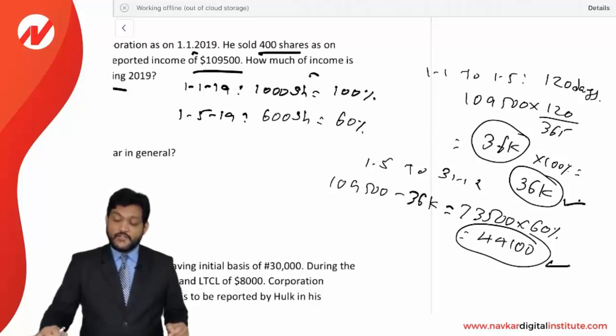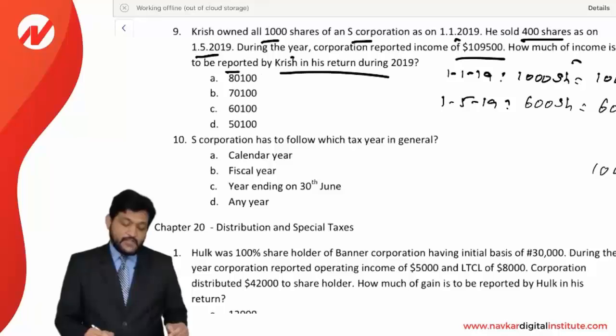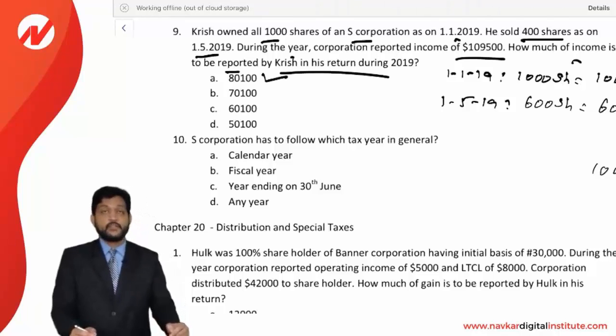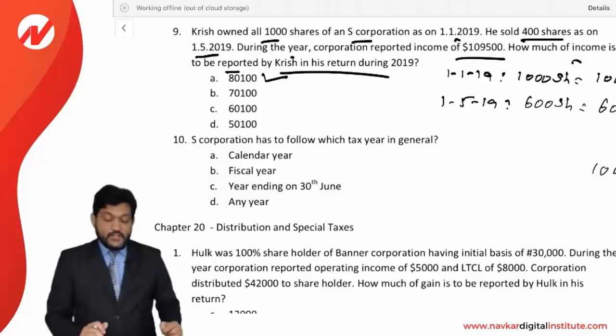Let's make a total of it. It will be 80,100. So in total 80,100 of income is to be reported by him. Answer A is the correct option. So 80,100 of income will be reported by Chris in his return.